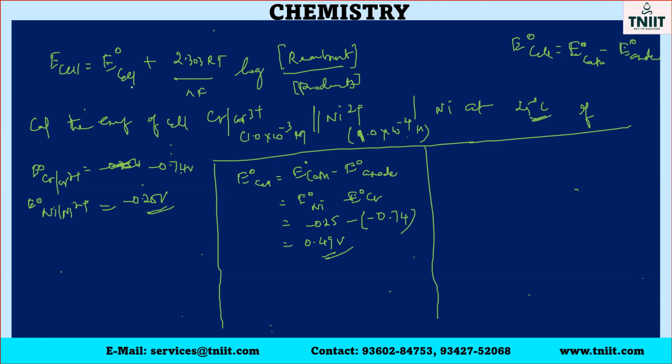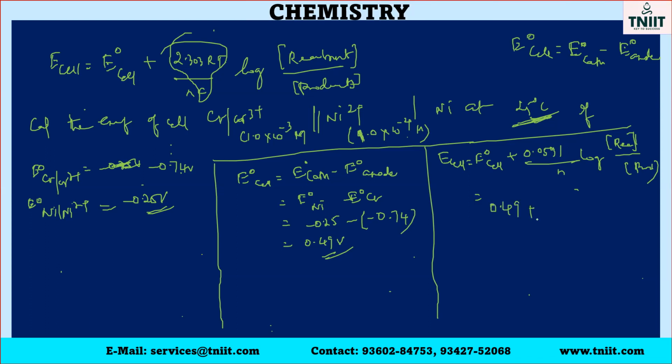Now here, the Nernst equation for the cell is given. E cell is equal to E naught of cell plus 0.0591, because the question clearly says 25 degrees Celsius. So R is 8.314, temperature is 298, Faraday is 96,500. So this value becomes 0.059 divided by n log of concentration of the reactants divided by concentration of the products. Now, what is E naught of the cell? We found out E naught of the cell is 0.49. 0.49 plus 0.0591 divided by n. I don't know what is n.